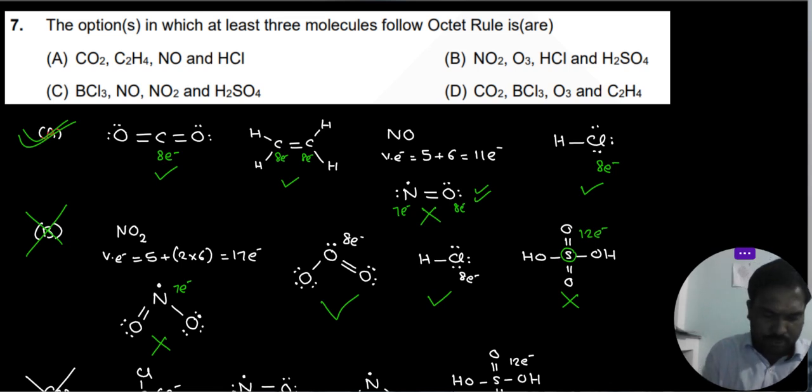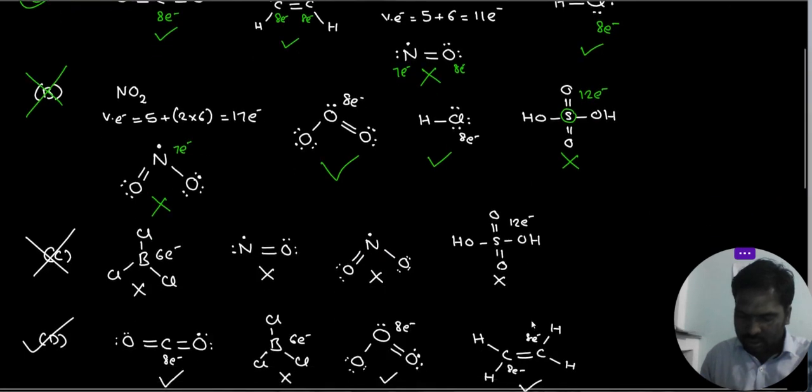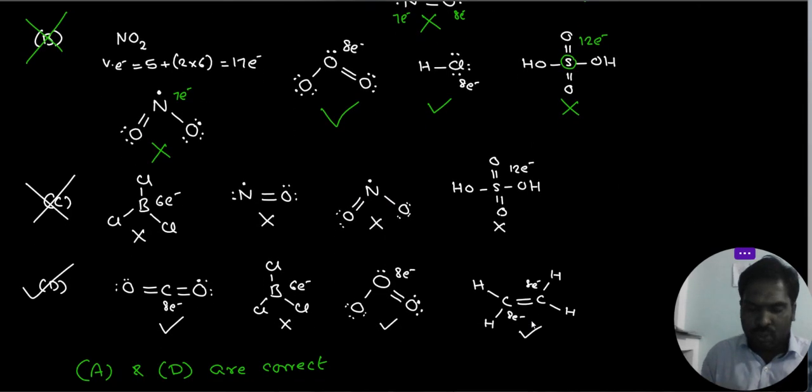Now, coming to the second one: NO2, ozone, HCl, sulfuric acid. NO2: nitrogen valence electrons 5, oxygen 2 into 6, total 17 electrons. So the central atom, around the nitrogen atom, here 3 bond pairs, 1 single electron, means 7 electrons. It is not obeying the octet rule. 7 means other than 8, it is an odd-electron particle. So it is not obeying the octet rule.